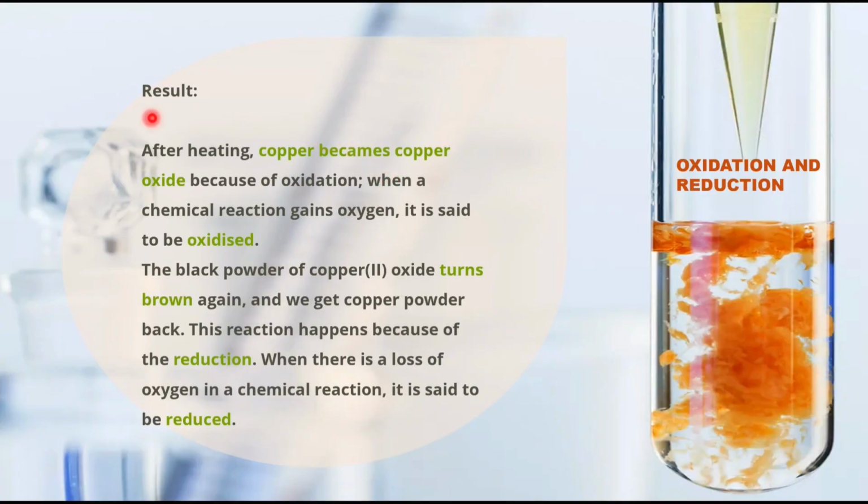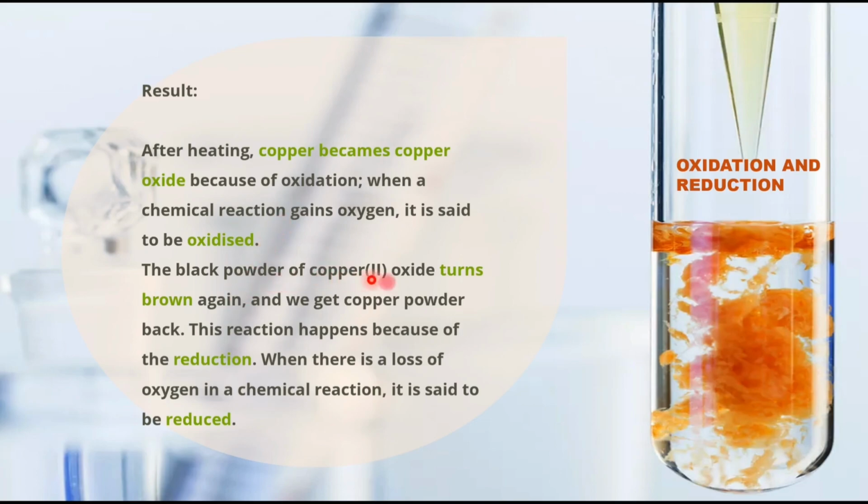Dear student, let us summarize the whole activity. In the previous activity, after heating, copper becomes copper oxide because of oxidation. When a substance gains oxygen, it is said to be oxidized. So here copper becomes copper oxide because it gets oxygen, and it is said to be oxidized.